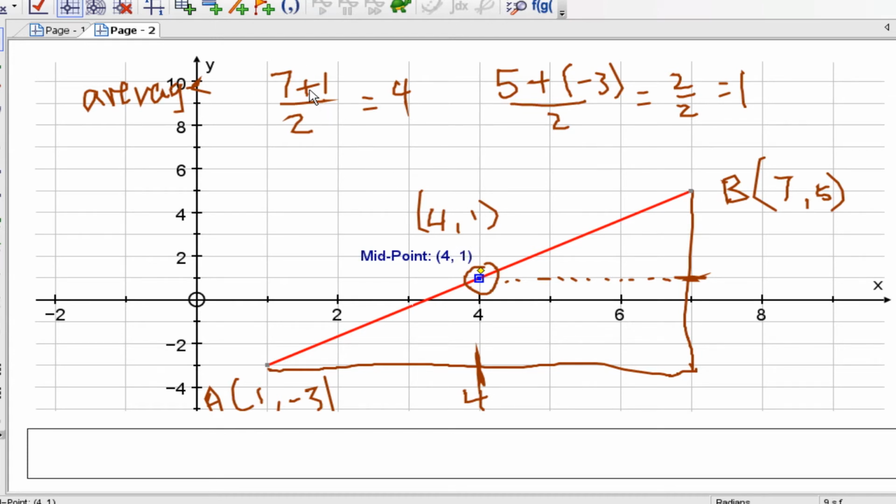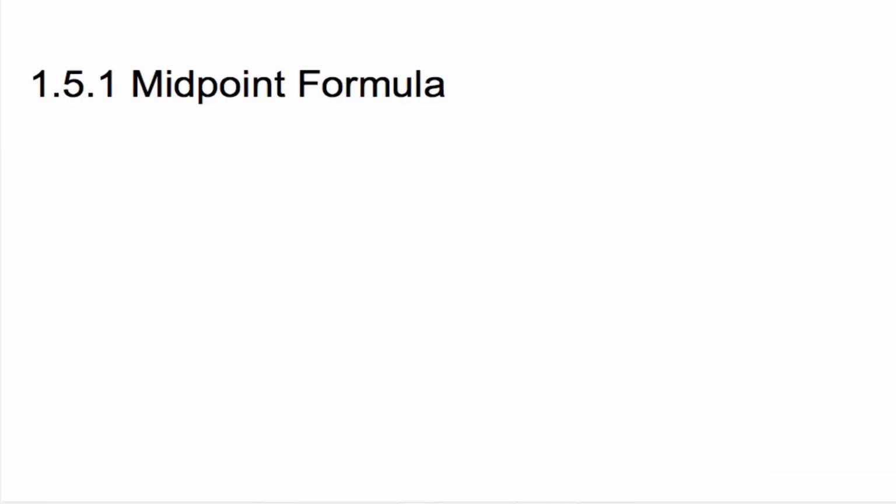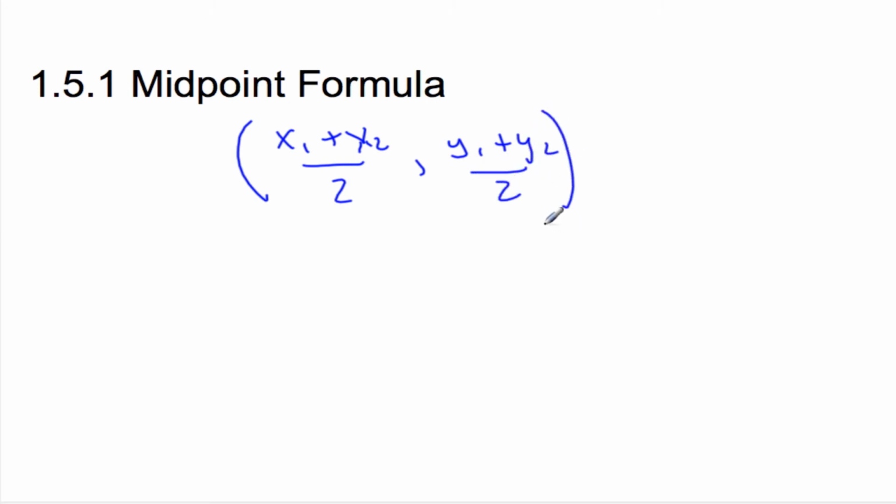So we take the average of the x's and the average of the y's. Let's take this and formalize it. So I took my first x value plus my second x value, divided by 2. That was my x coordinate, comma, y1 plus y2 over 2, which is my y coordinate. The midpoint is a coordinate, so it's going to have an x value and a y value. There are 2 parts to it.